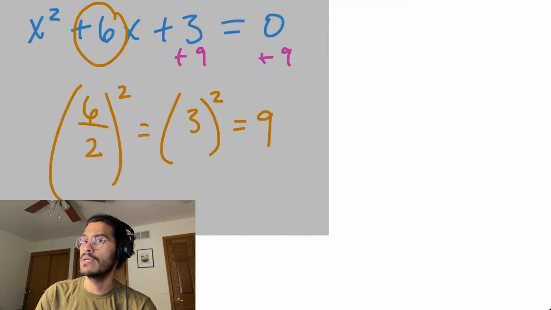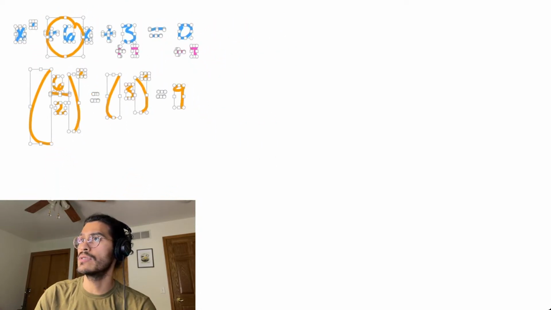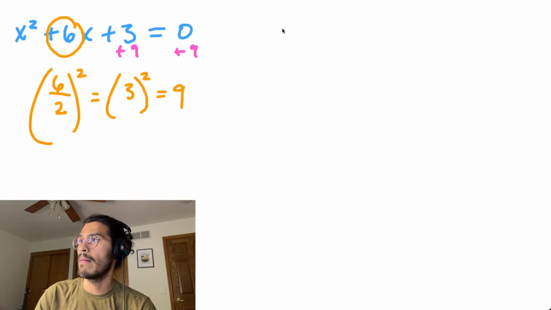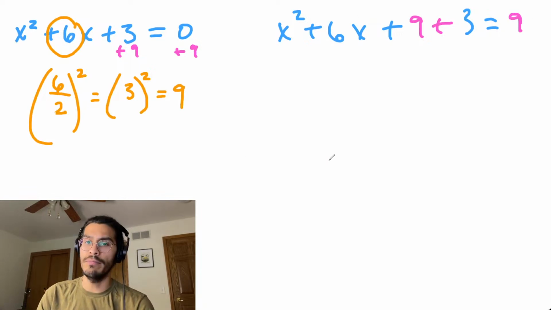What we get when we do that is x squared plus 6x plus 9 plus 3 equals 0 plus 9. So on the right-hand side, it just equals 9. Okay.